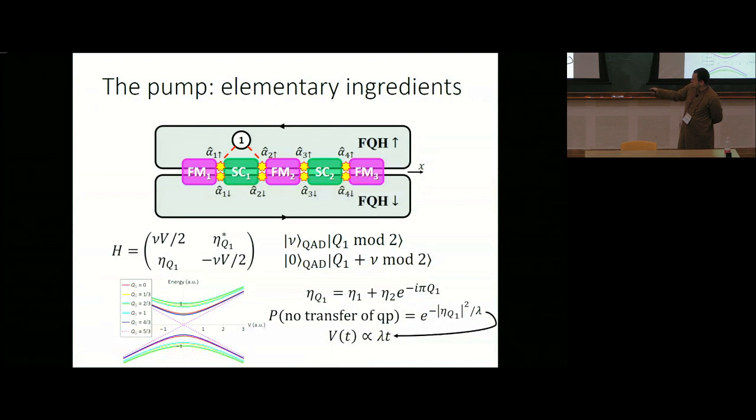I have 6 possible charges, Q1. I have 6 possible states, and if I choose the phases correctly, for one of them, say 5/3, I will have this gapless system where I never transfer a quasi-particle. So I'm going to define a pump which is not my final pump, but it will be part of it.